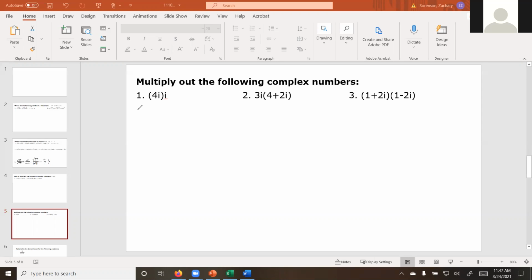4i times i. Well, that's just 4i squared. I would do the exact same thing if it was 4x times x. The additional thing I have to watch for is, well, i squared is just -1. So my final answer is -4.